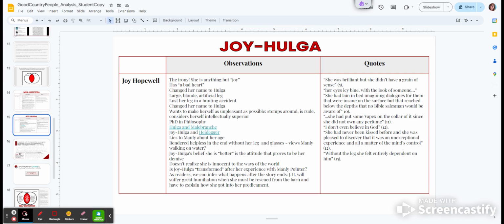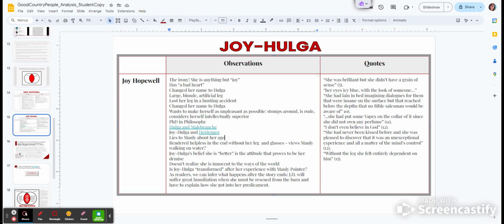I did put some links to Malebranche, who is referenced in the story, as well as the philosopher Heidegger. I think it's important to point out that she lies to Manly about her age. Was she trying to seem more innocent? I don't know. She is rendered helpless in the end because she loses her leg and her glasses. And then she views Manly as walking on water. I've always thought that is really interesting and somewhere to explore as well, because in the Christian sense, we believe walking on water is something that Jesus did. Obviously something we need to explore.